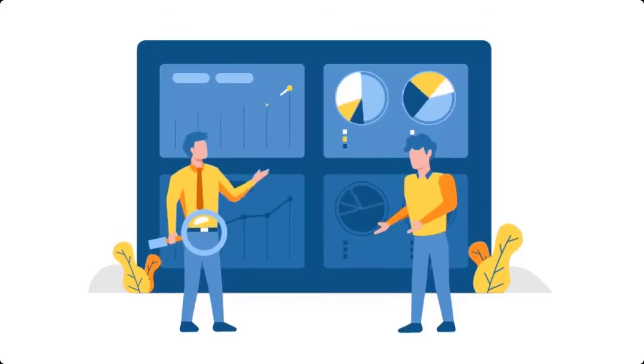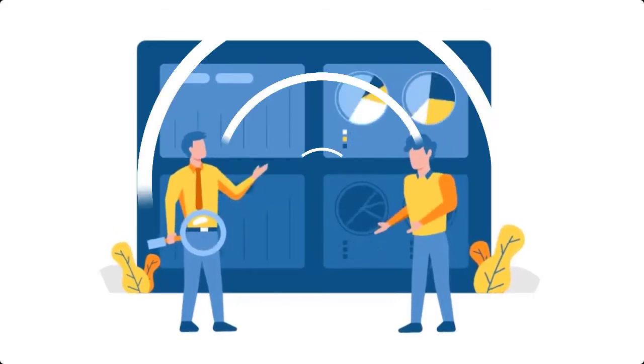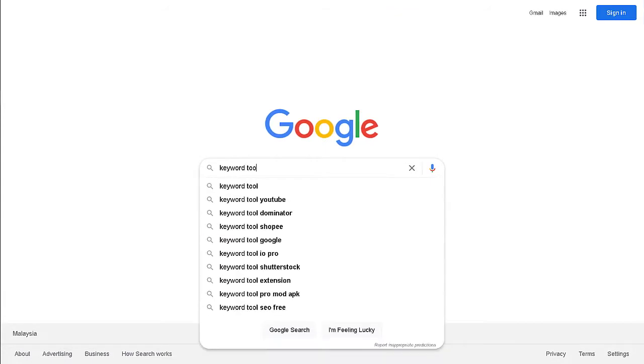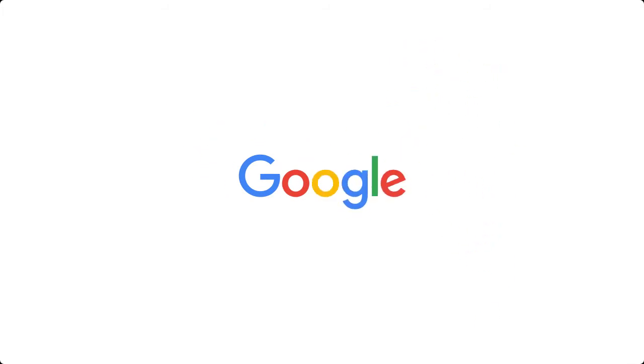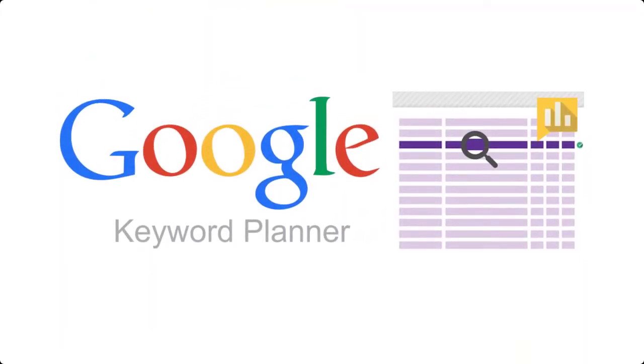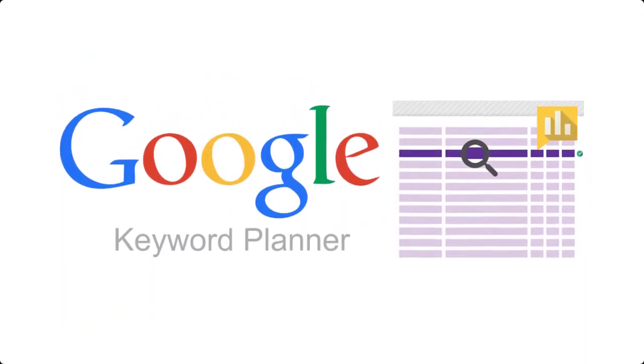What is the best keyword research tool for SEO, you ask? No doubt that there are a lot of them. I mean, just type in keyword tool on Google and you can see all the options. However, the best tools are definitely owned by Google. After all, that's where all the data actually comes from. For example, they have their very own keyword tool called the Google Keyword Planner.